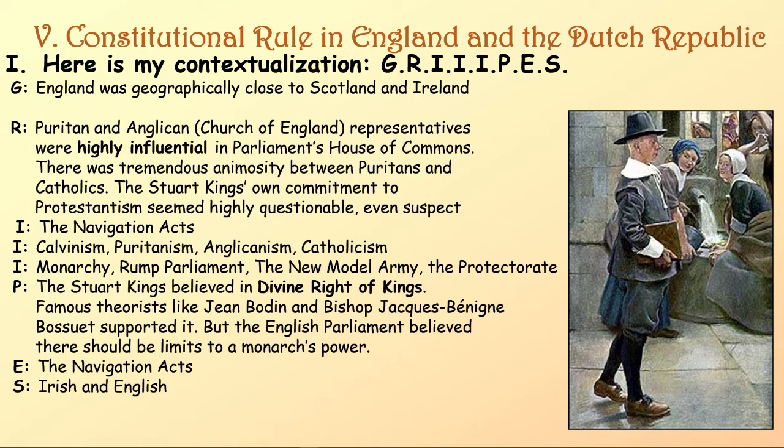I for innovation. The Navigation Acts, you can kind of think of those as an innovation. Another I for isms. Calvinism, Puritanism, Anglicanism, Catholicism. Another I for institutions: monarchy, parliament, the Rump Parliament, we're going to find out what that is. The New Model Army, the Protectorate, we're going to find out about all of this. P for politics. Stuart Kings, they believed in the divine right of kings. Famous theorists like Jean Bodin and Bishop Jacques Benigne Bossuet supported divine right of kings, but the English Parliament believed there should be limits to a monarch's power. E, here's the Navigation Acts again. There's very much an economic aspect to that. And S for social. How about Irish versus English? That's going to come up.